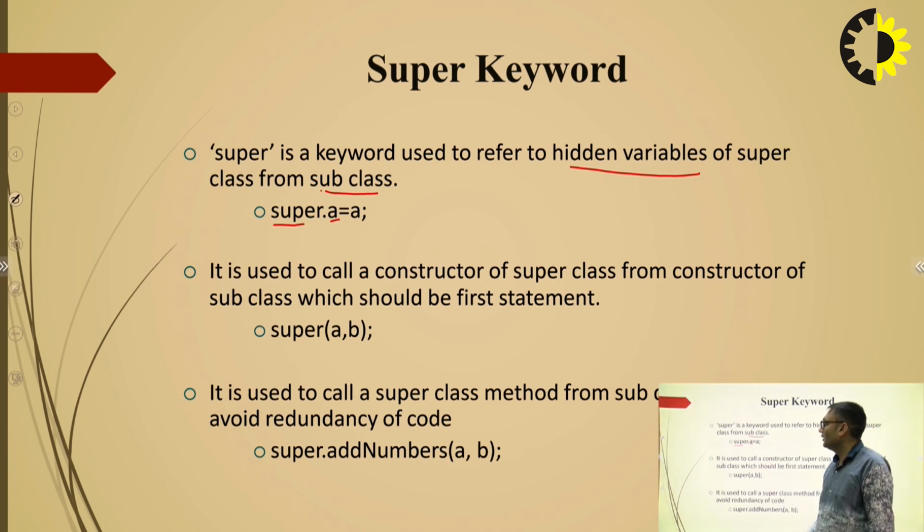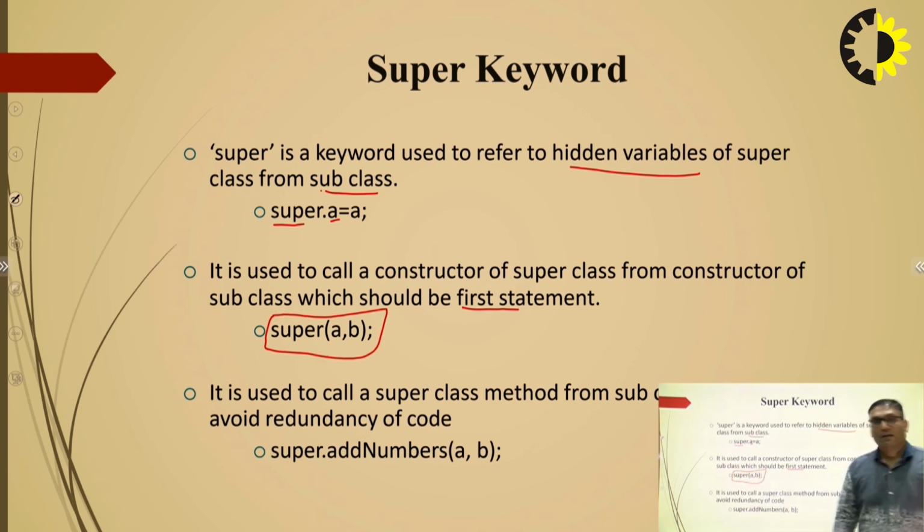Another use of super is to call a constructor of the superclass from the constructor of the subclass, which should be the first statement. If there is a method having the same name in its superclass and in the child class, and I want to access the superclass method inside the child class, then I can use it like this.